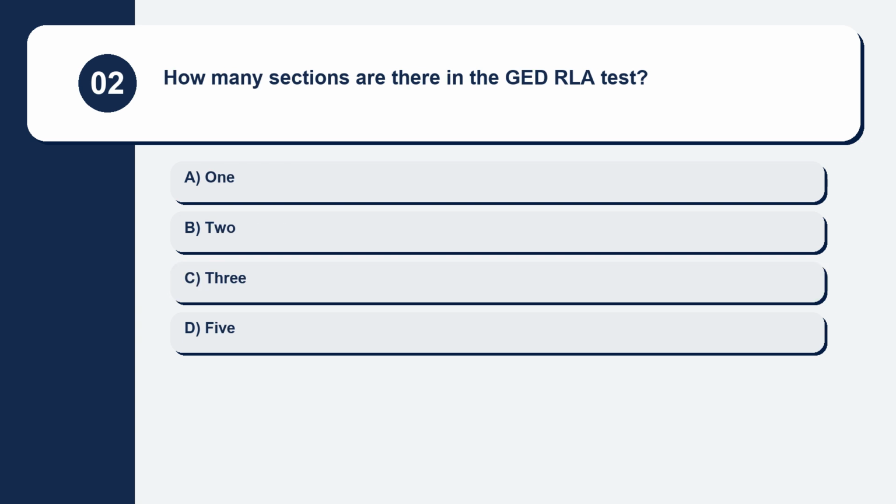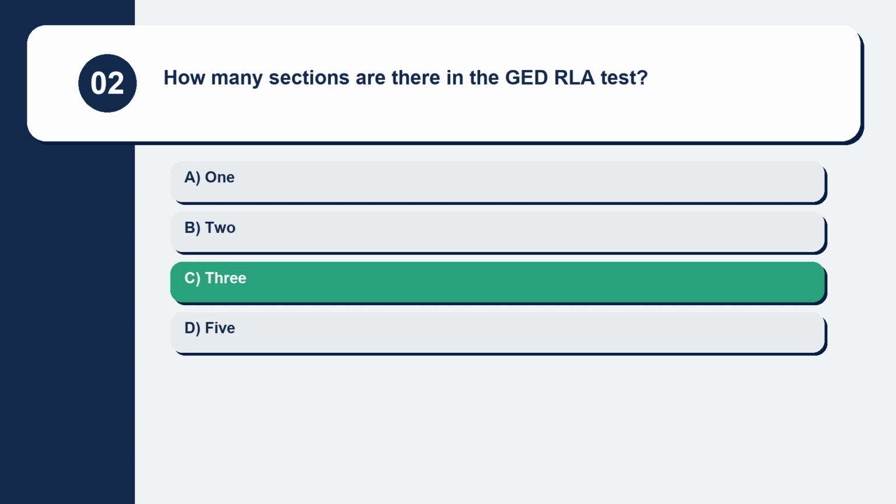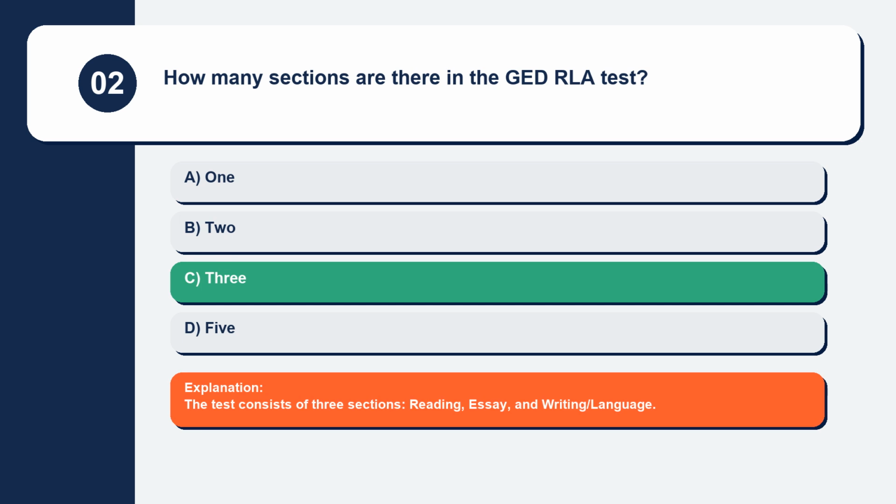Question 2. How many sections are there in the GED RLA test? 1, 2, 3, 5. The test consists of 3 sections: reading, essay, and writing/language.